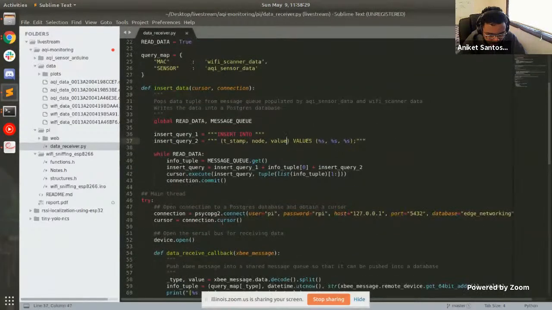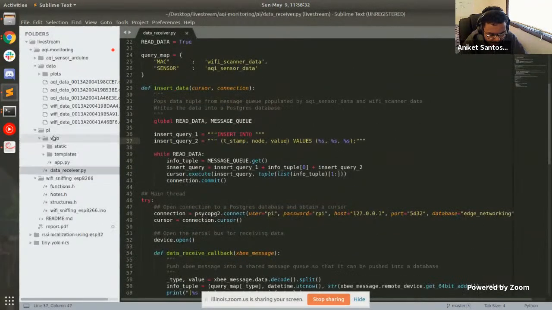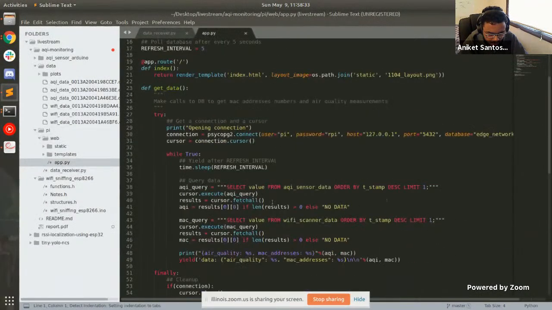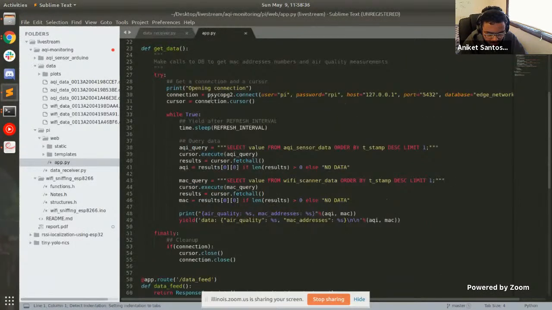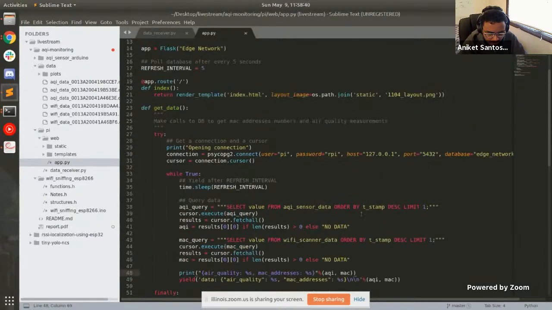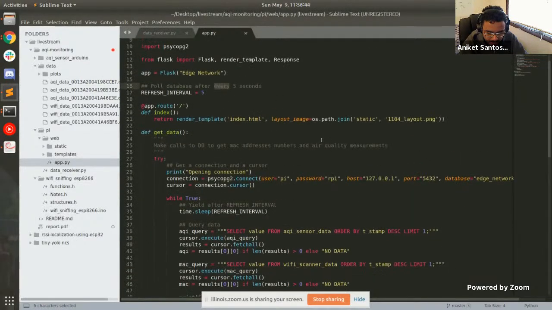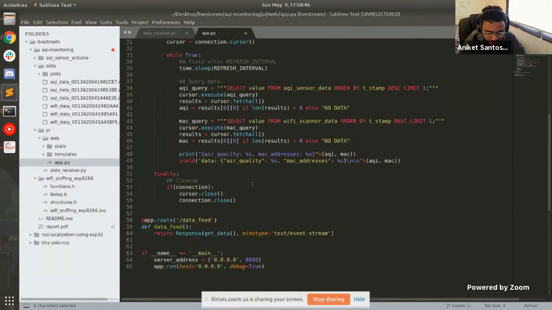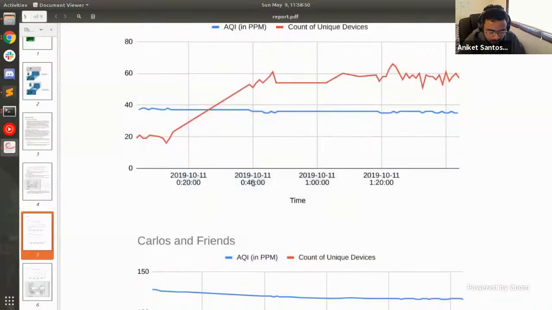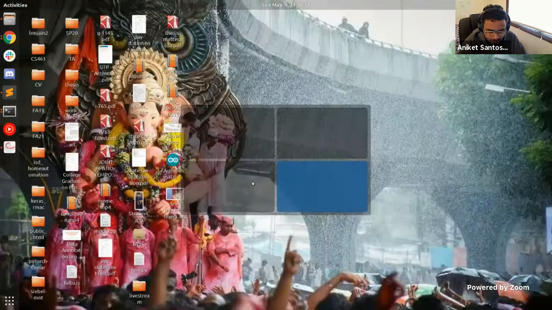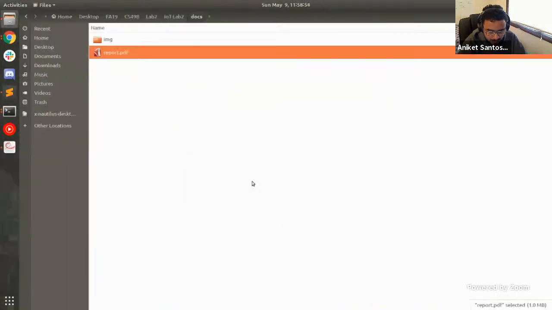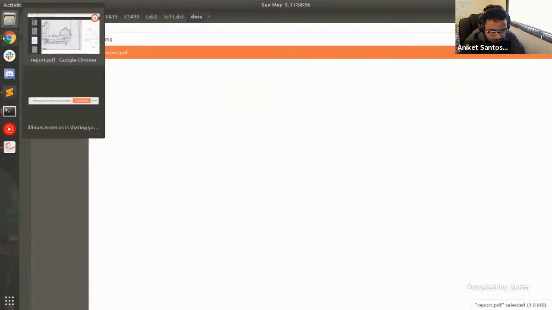And we eventually built a simple Flask application, which connects to the database and queries for data every 5 seconds. So we keep a refresh interval of 5 seconds, and we just displayed whatever data we got in there. And yeah, that was our mini AQI monitoring setup we had for the lab.